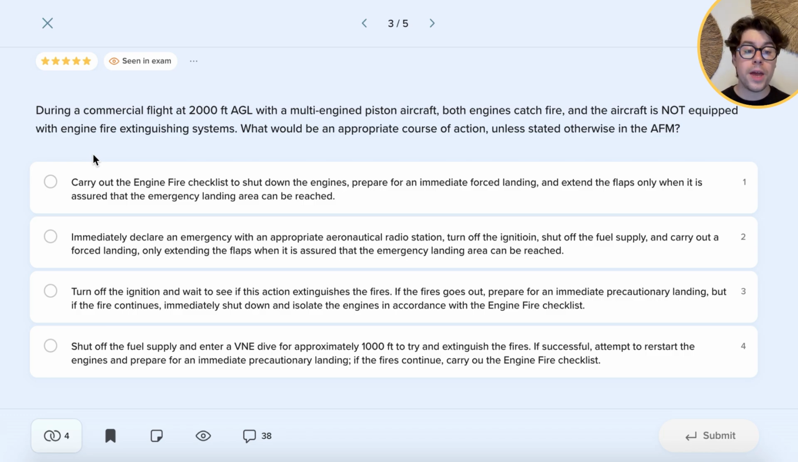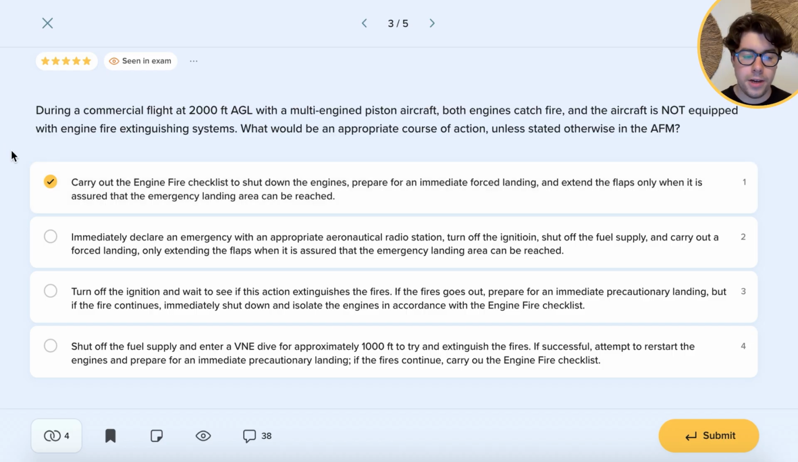This is why we have the checklists, which would absolutely always be consulted first in case of any serious or less serious emergencies. So of course, carry out the engine fire checklist to shut down the engines, prepare for an immediate forced landing, which is always the case with the fire, and then extend the flaps only when it's assured the emergency landing area can be reached, and that is because the flaps will always generate drag and decrease your possible gliding distance once the engines are shut off.